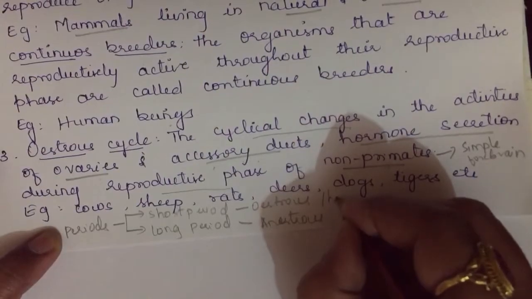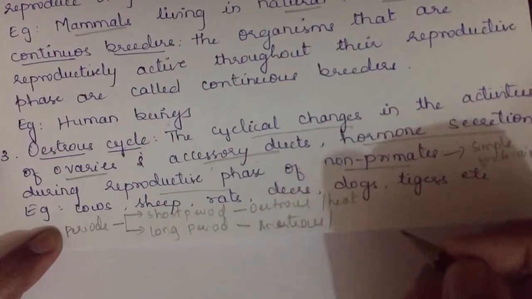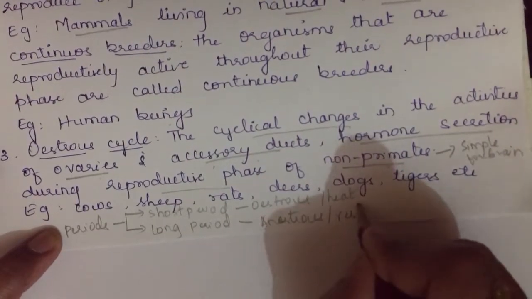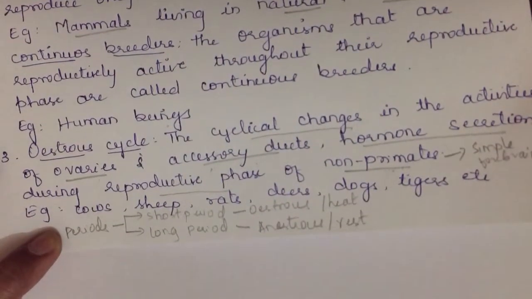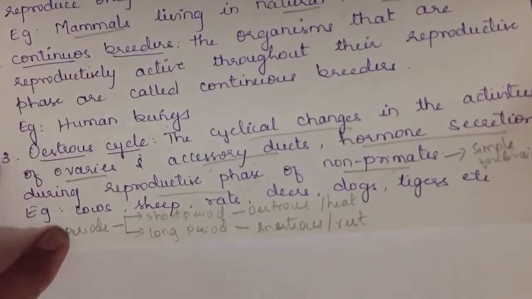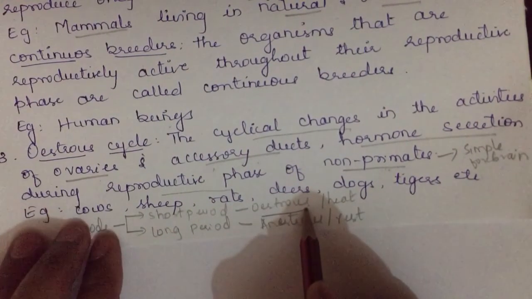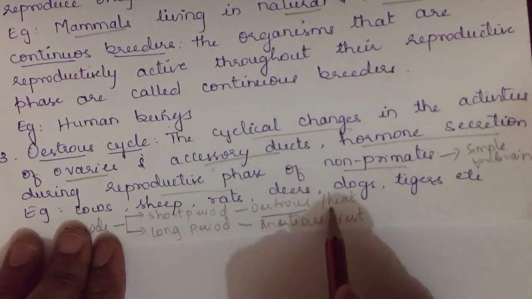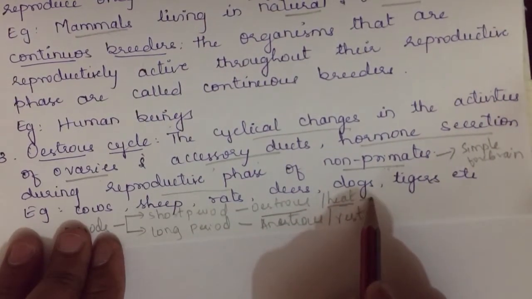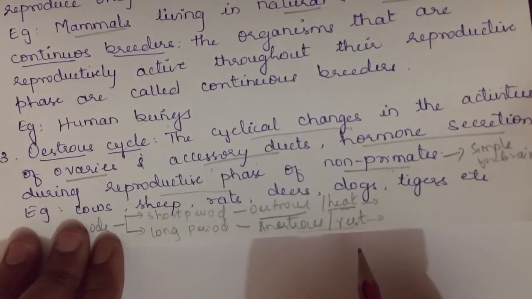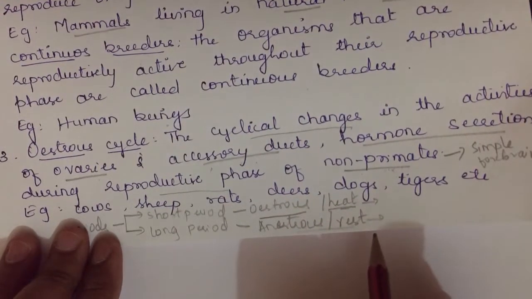Short period is also called as heat period. Anestrus period or long period is also called as rest period. The name itself shows, estrus period means the period in which they are able to reproduce. That is a heat period in which organisms are able to reproduce. Anestrus period or rest period is where organisms are not reproducing.